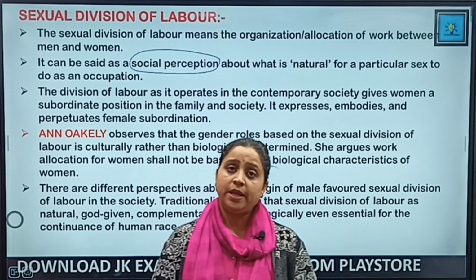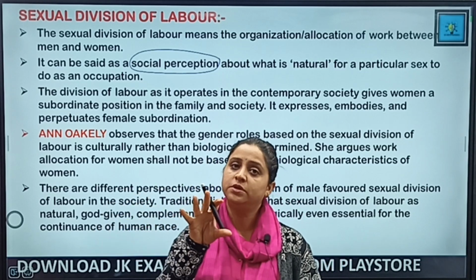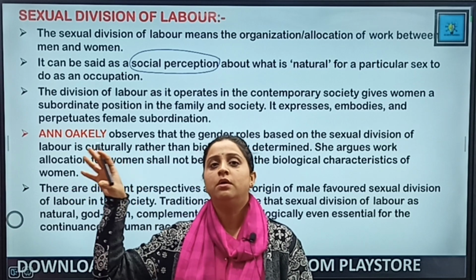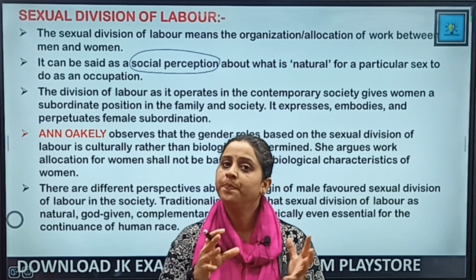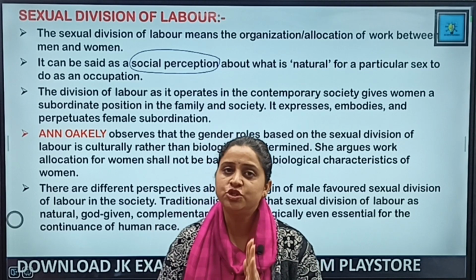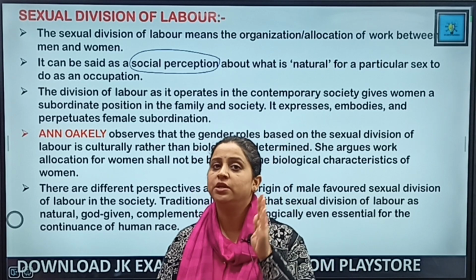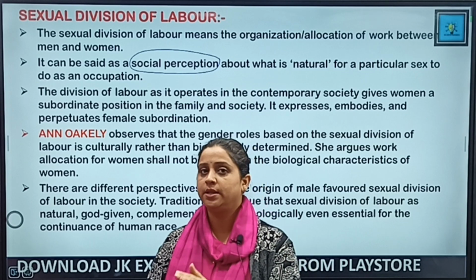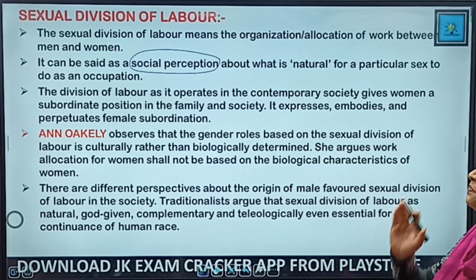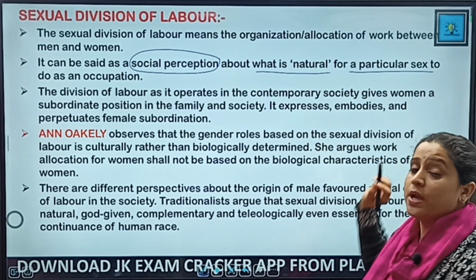And men's work has been that they are the breadwinners of the family, who have the right to go out of the house, work, earn money and whatever income, and take care of the family in that manner. So this has always been considered natural, until very late when it was challenged that women also have the right to work outside the house. Now, what is sexual division of labor? It is a social perception about what is natural for a particular sex to do as an occupation.